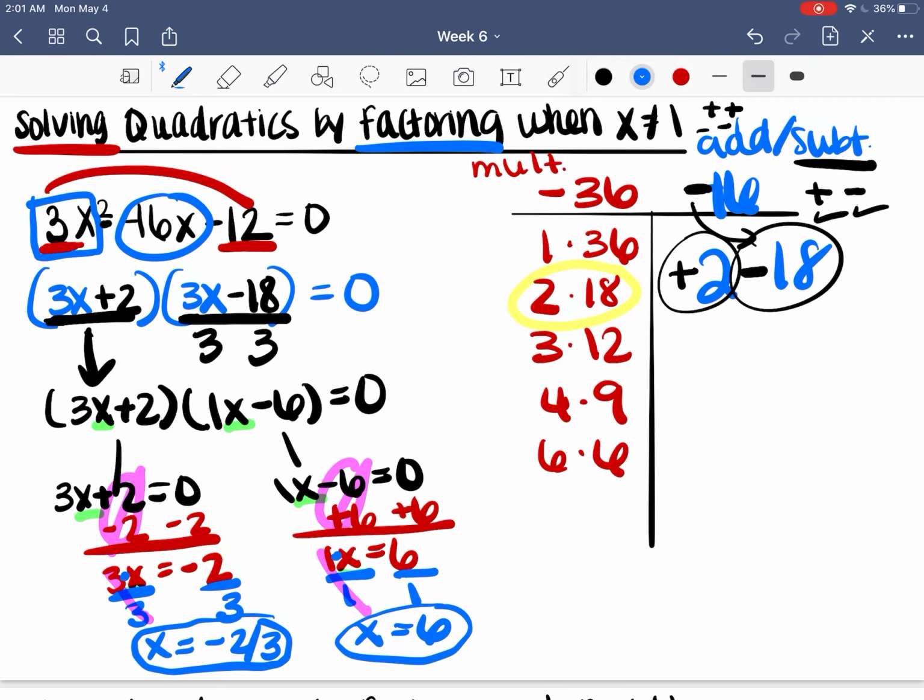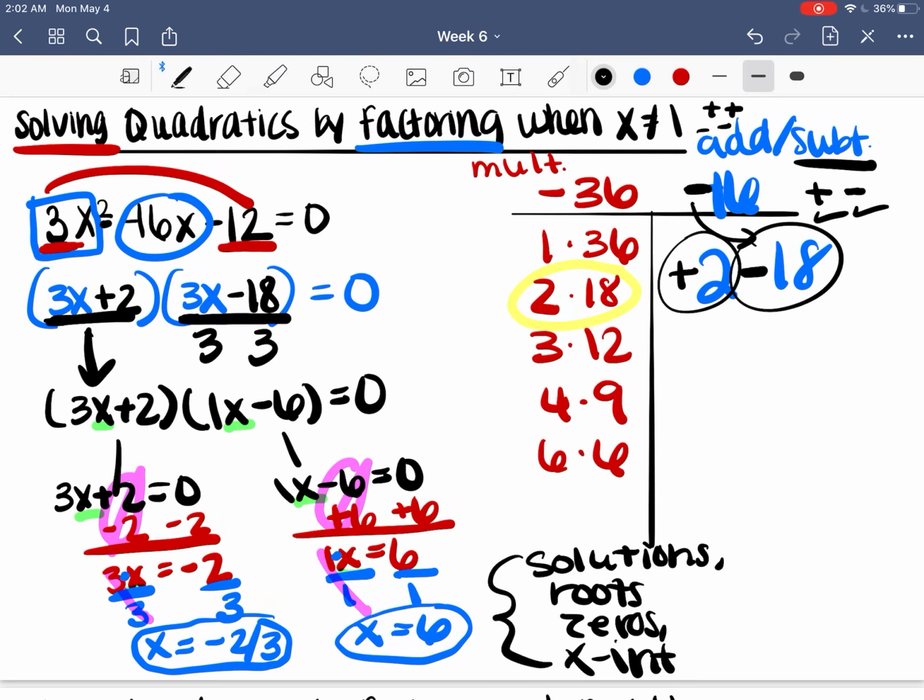Notice that we had 2 parentheses, so it makes sense that I would end up with 2 different x's. That's not always the case. You might have 1 x, you might have no x's at all. But these answers can be called different things. They may be called solutions, roots, zeros, or x-intercepts. So if in the question they ask for any of those words, they just mean what x is equal to.